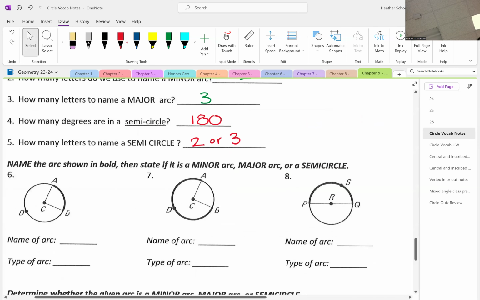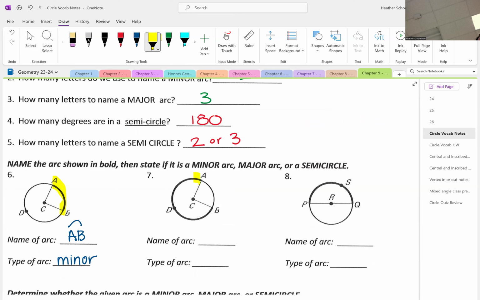So if we're looking at number 6, they want us to name this arc right here. Well, that arc is less than half of the circle, so we know that it's just going to be 2 letters. It's going to be arc AB, and it's going to be minor.